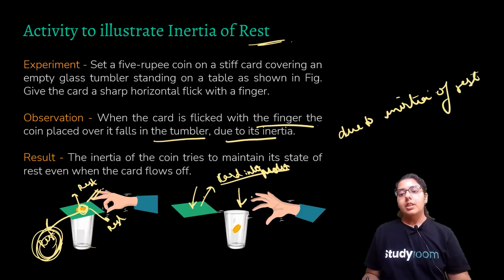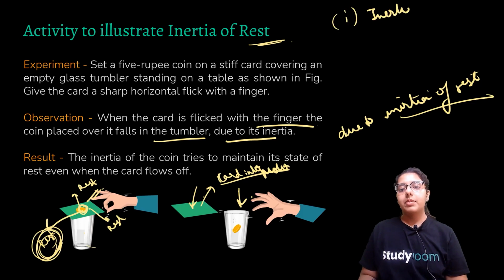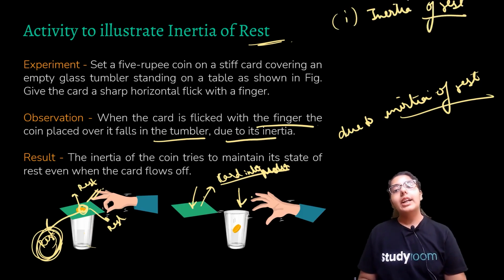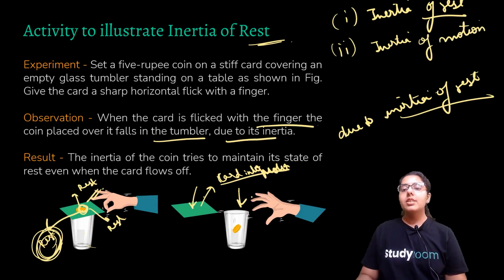Okay. So we studied two conditions. One is inertia of rest. What is inertia of rest? That your body tends to remain at rest if it is at rest. And second is inertia of motion, which means that your body tends to keep moving if it is already moving.